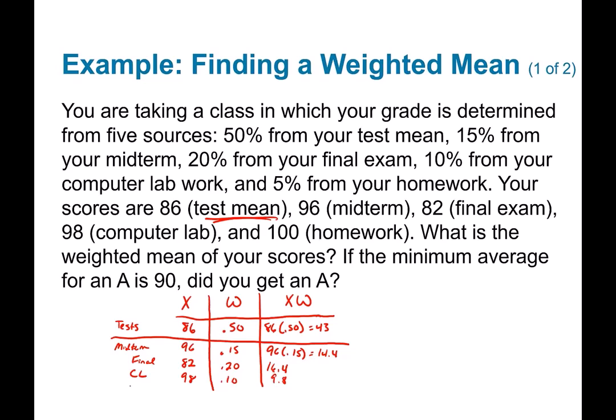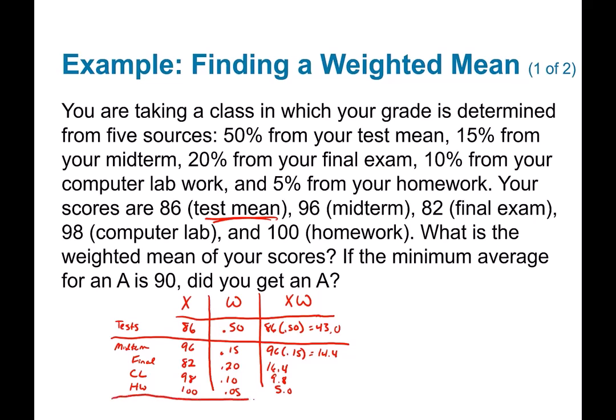And our last one, homework. Homework, you got a 100. That's 5% of your grade, and so you got 5.0 for that. I'm just going to go ahead, since everything else had a tenth, make 43, 43.0, 5.0.